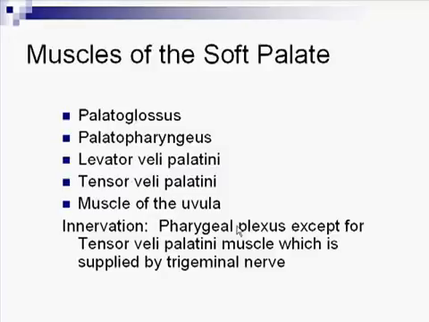The pharyngeal plexus is innervated by the glossopharyngeal and the vagus nerves, but the muscles of the soft palate... let me go back to the innervation. The pharyngeal plexus, except for the tensor veli palatini muscle, which is supplied by the trigeminal nerve. So the plexus, as I mentioned already, is innervated by the glossopharyngeal and vagus nerves. If you go to the learning guide on page 46, you may want to color these muscles.